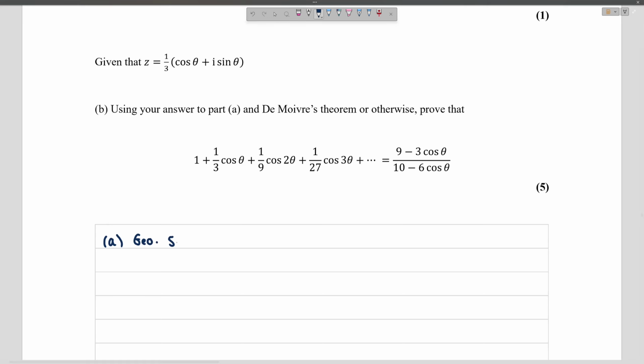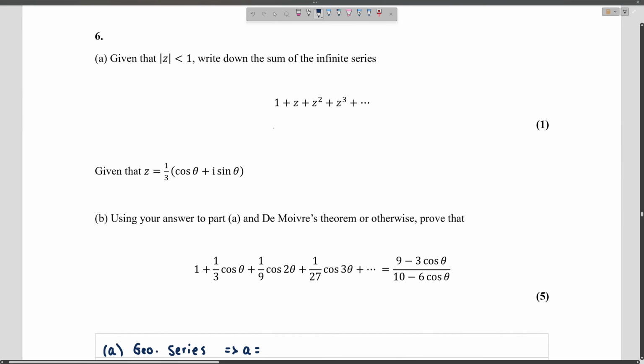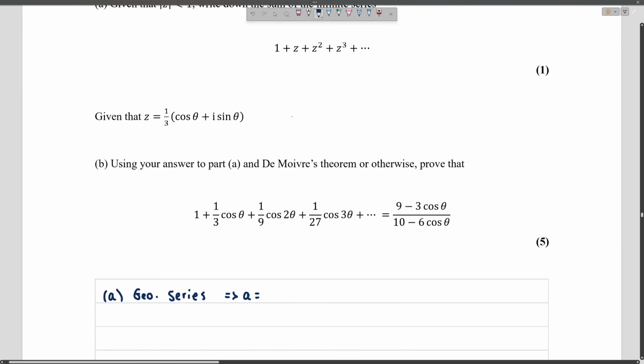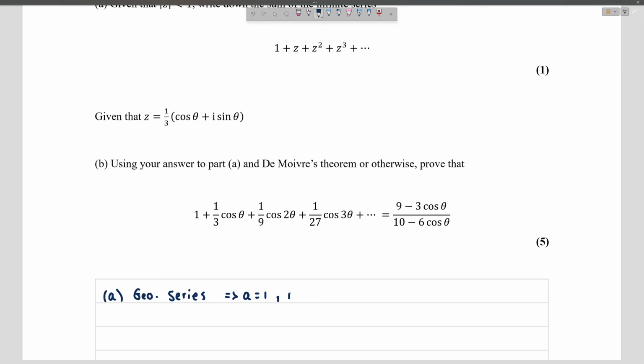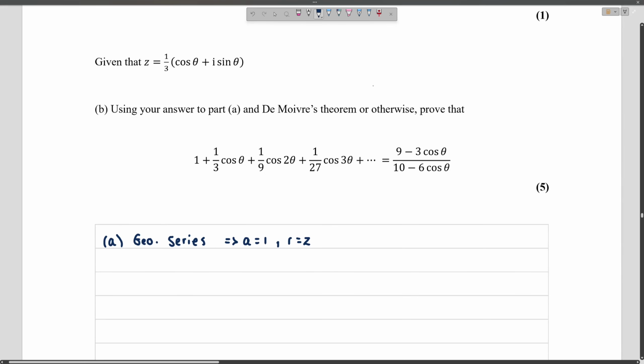So, geometric series here, where my first term, A, is equal to 1. My common ratio here is z. Okay, so A equals 1 and R, our common ratio, is z. Now, for the sum of the infinite series, that is the sum to infinity.